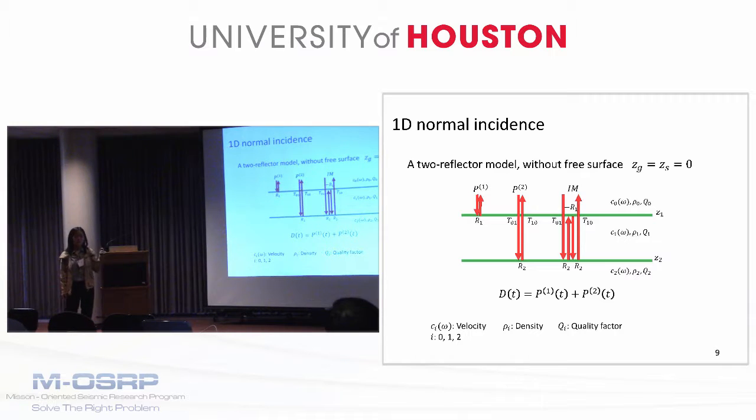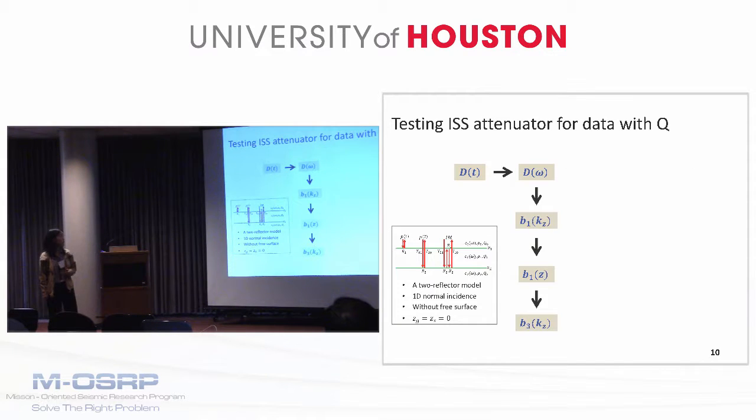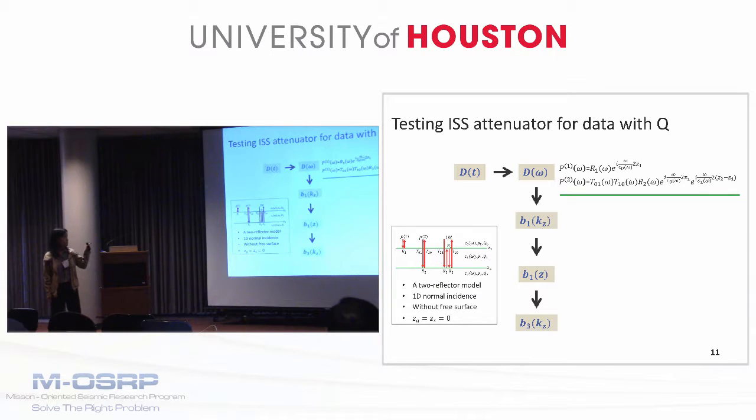Now you have the data. Let's go ahead and test the ISS attenuation algorithm. This chart here shows you the workflow, how to implement the ISS attenuation algorithm. In the first step, we transform the data from the time domain to the frequency domain. In this domain, both primary events can be expressed analytically, and both of them suffer from Q absorption and dispersion, since the velocity here is frequency dependent.